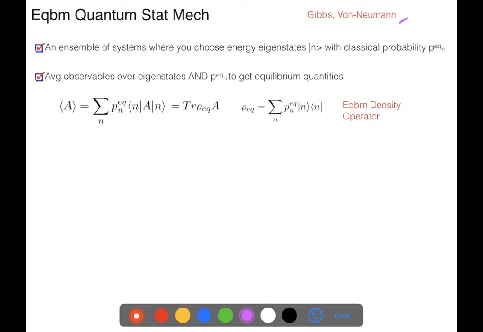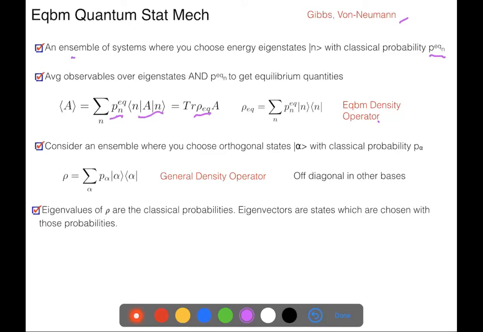And the idea is that you just think of multiple copies of the system, which is called an ensemble or collection of the systems. And in each of these systems, you choose the system to be in some particular energy eigenstate n, but you choose it to be in n with a classical probability p equilibrium of n. And then you can simply average observables first over eigenstates, then over the classical distribution. You can write it in the density matrix operator language, and that's your average. And that's what you would measure in equilibrium.